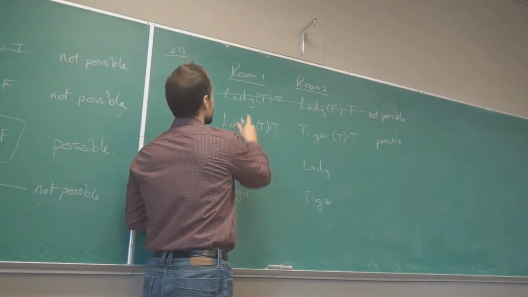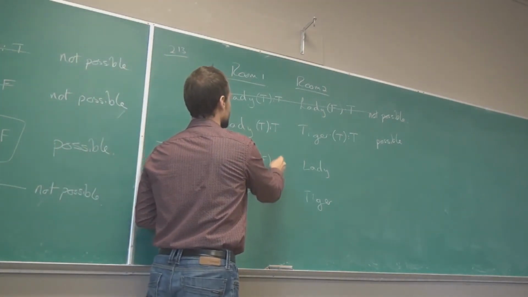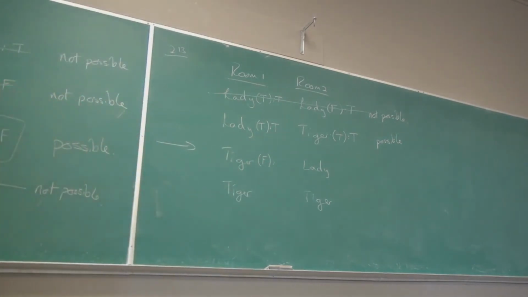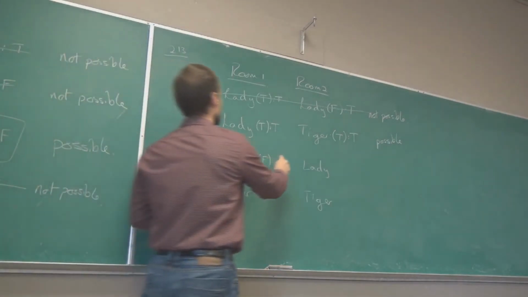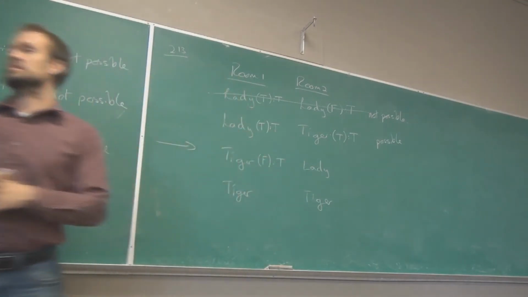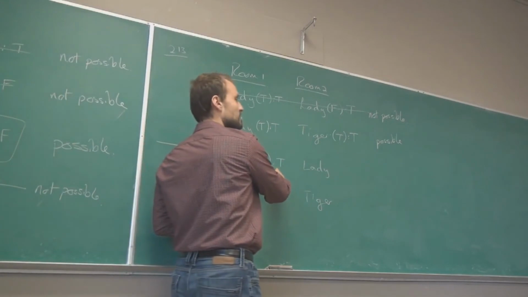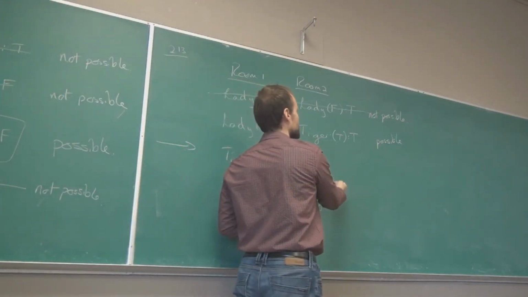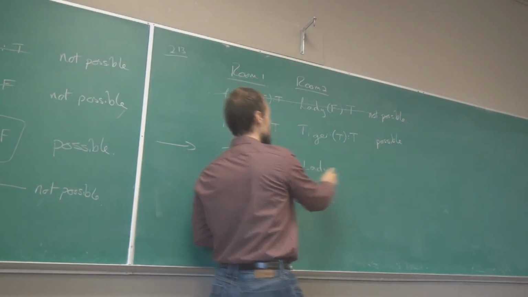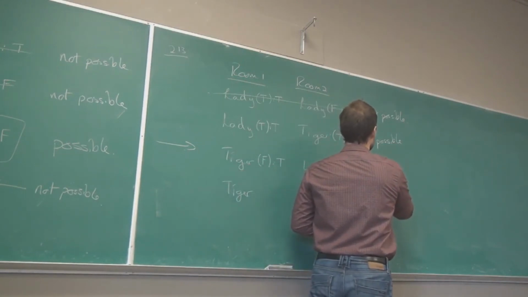If there's a tiger in room 1, the sign should be false. Let's see what the sign says. At least one room contains a lady. True or false? True. What do I do next? Move on with my life, because immediately it doesn't match up. I don't even care what's happening in room 2. Doesn't match up. Not possible.